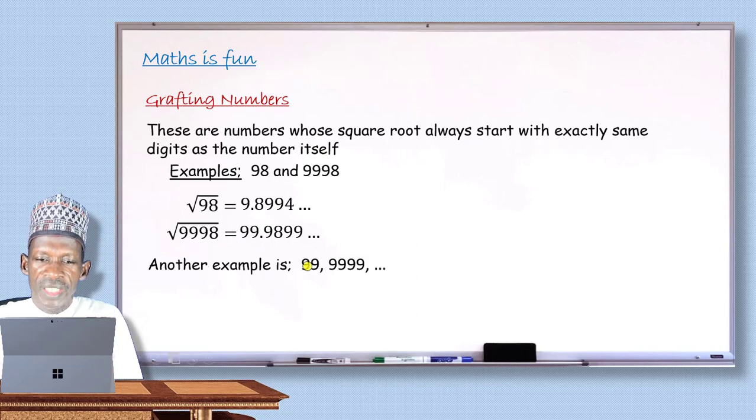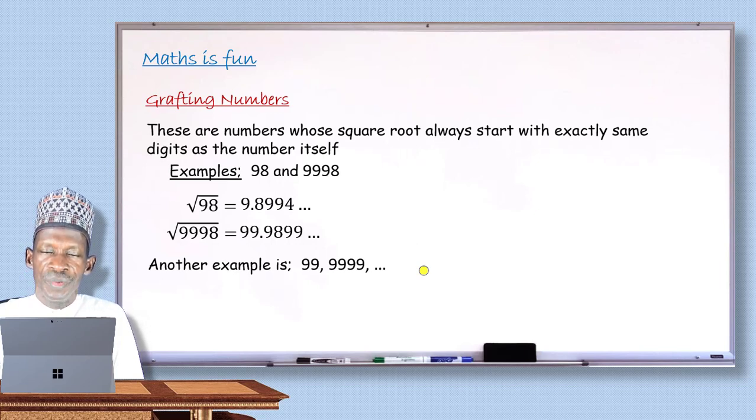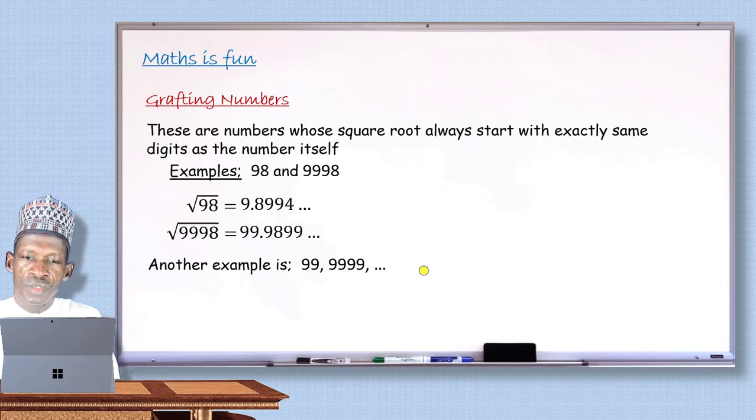Other examples: 99 is a grafting number, 9,999 is another grafting number, and some other numbers. These are grafting numbers, and with this I have come to the end of this very lesson. We will see more of these interesting things in mathematics in our subsequent lessons. Thank you for your attention.